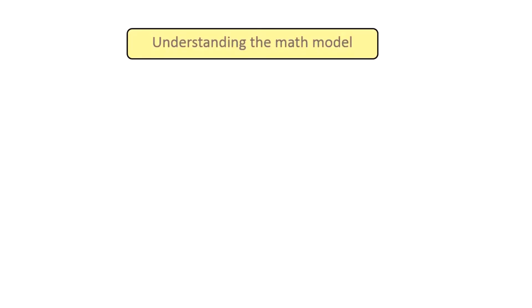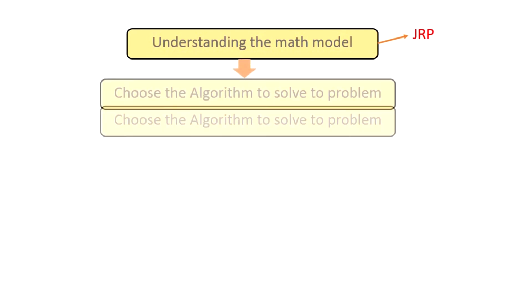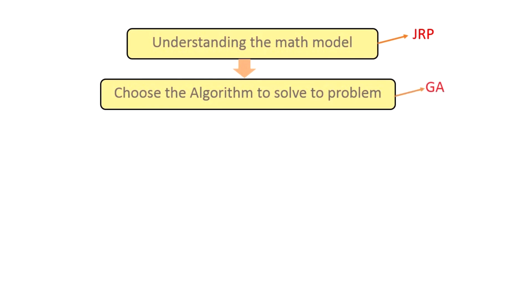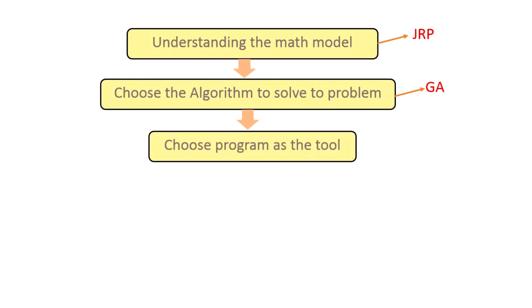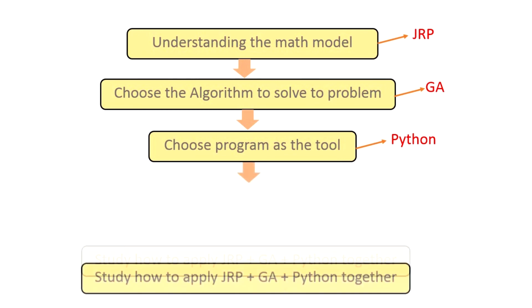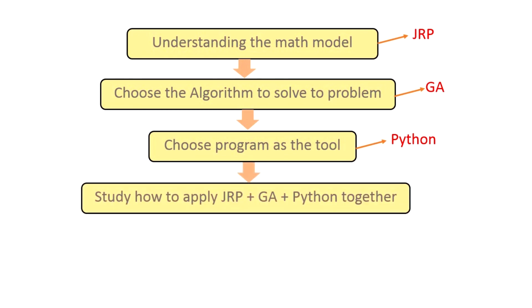My progress. In the preproject, I started with understanding the math model. That is the joint replenishment problem. Then I chose the algorithm to solve the problem. That is the genetic algorithm. Then I chose a program as a tool. So I chose Python. Then I studied how to apply the joint replenishment problem with the genetic algorithm by using Python. And then I present my preproject concept today.